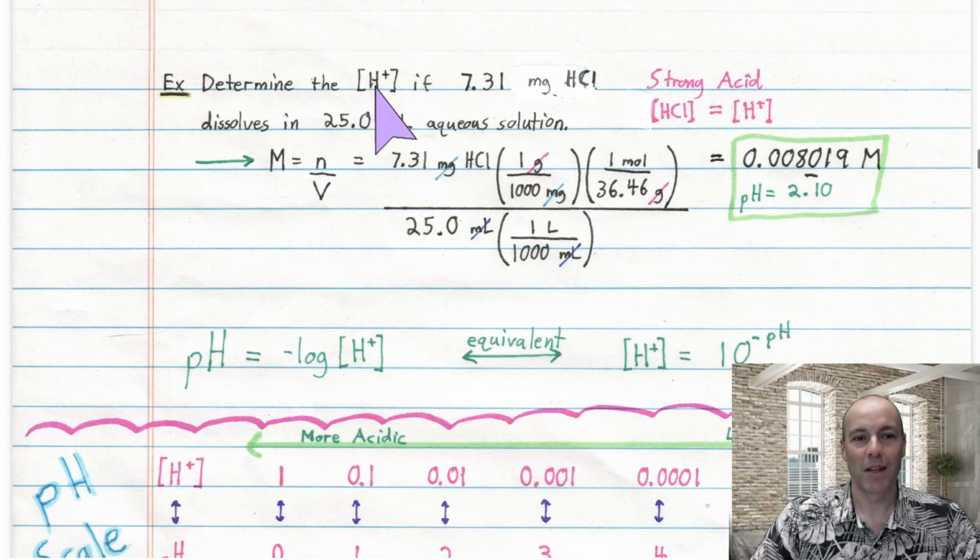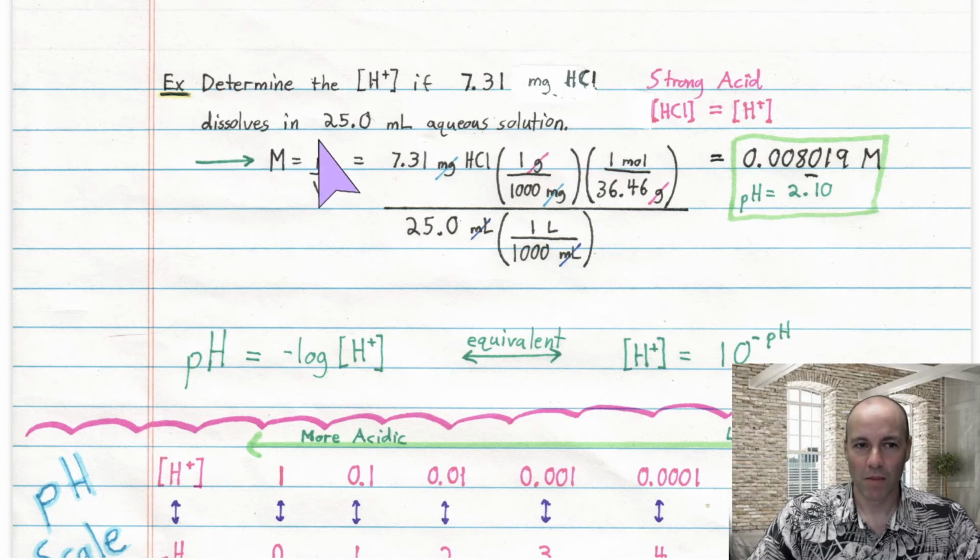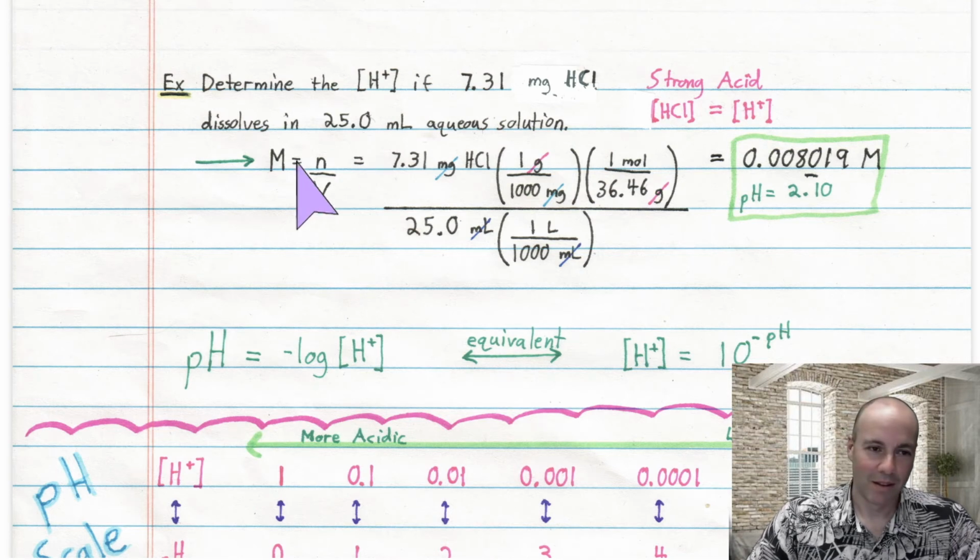Determine the proton concentration if 7.31 milligrams of HCl dissolves in 25 milliliters of aqueous solution. This one's a little more tricky because you're not told how many moles and you're not told how many liters. It tells you how much mass is dissolved, and it's in 25 milliliters. So it takes a little bit of work to figure out what the molarity of HCl is. So the molarity of HCl is moles over volume. So we need to find moles of HCl.